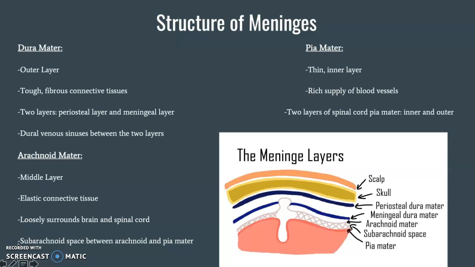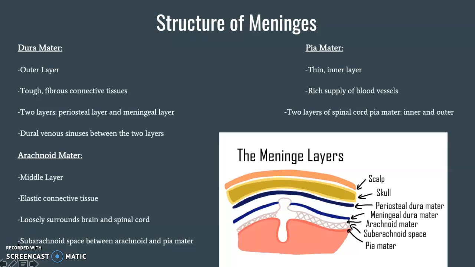The structure of meninges. The dura mater, or outermost superficial layer, is the layer that connects the meninges to the skull and vertebral column. It also covers the nerves of the brain within the skull. The dura mater is made of a tough fibrous connective tissue. The dura mater surrounding the brain consists of two layers. The first layer is the periosteal layer, which is the outer layer that connects the dura mater to the skull and covers the meningeal layer.